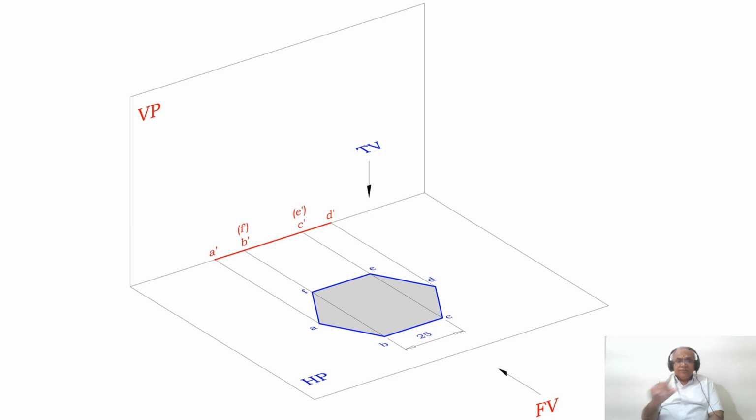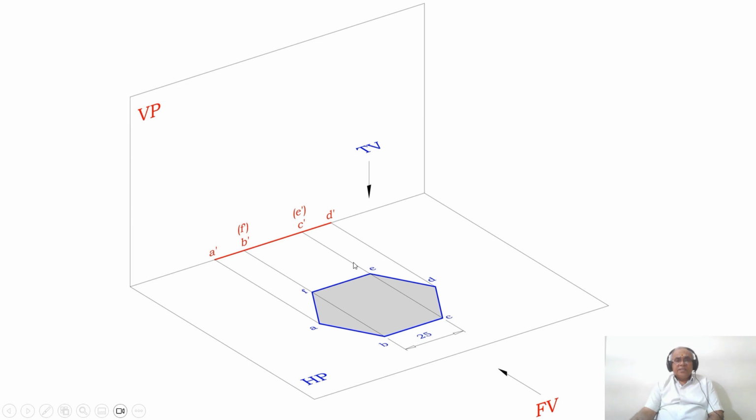When you look from the front view, since it is perpendicular to VP, you are getting a line in the front view. As we look from the front view, A, B, C, D is near to the observer, so A dash, B dash, C dash, D dash is visible. E and F is away from the observer, therefore E dash and F dash is invisible, it is in bracket. So E is coinciding with C and F is coinciding with B.